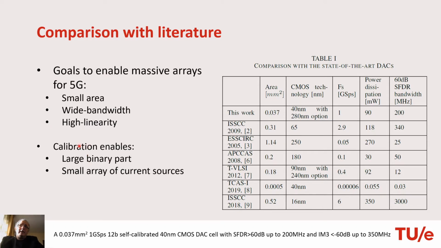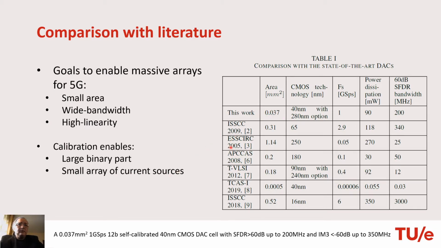And so this is one. And the second thing is that the calibration allows us to design very small transistors, arrays of current sources, which will feature unavoidably large intrinsic matching errors, and the calibration will improve this. And this leads us to this very small area.